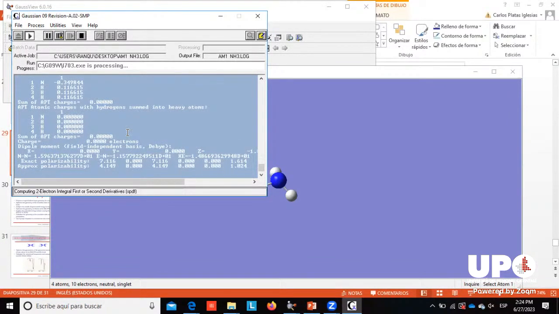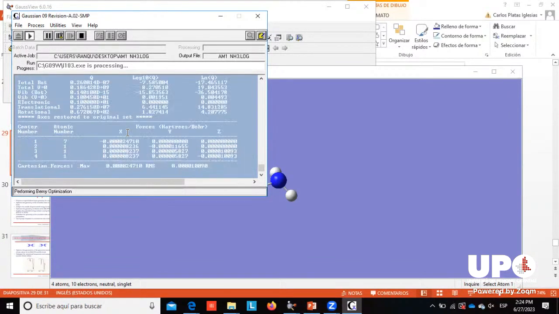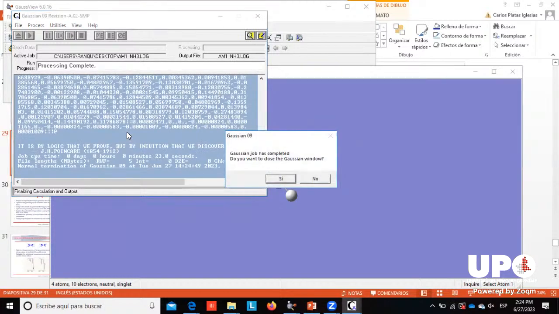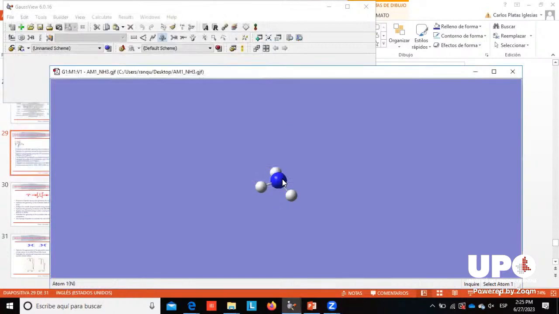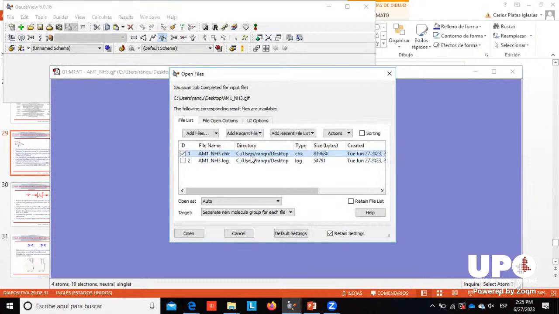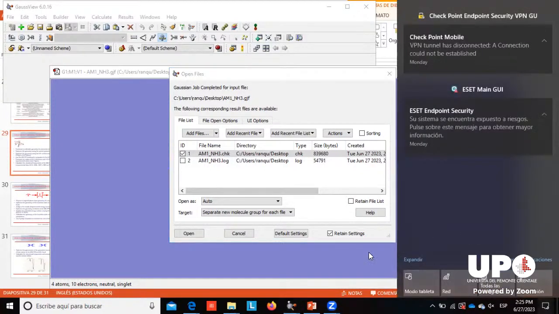Is the program running for all of you? Yes? Okay, that's good. So once the calculation finishes, it gives a kind of message. And so that indicates that the calculation finished successfully. Do you want to close the Gaussian window? We can answer yes. And I think we should have in the same directory, hopefully, a file with an extension log. Let me see if I find it.